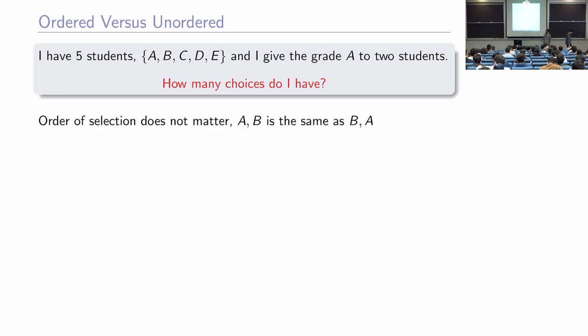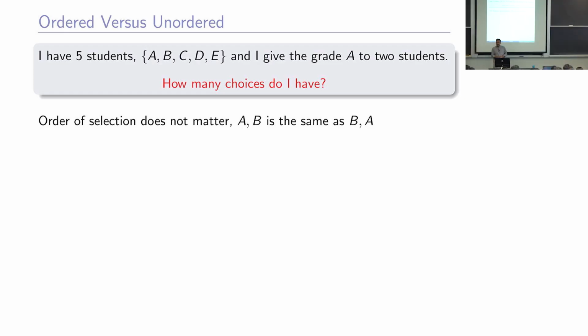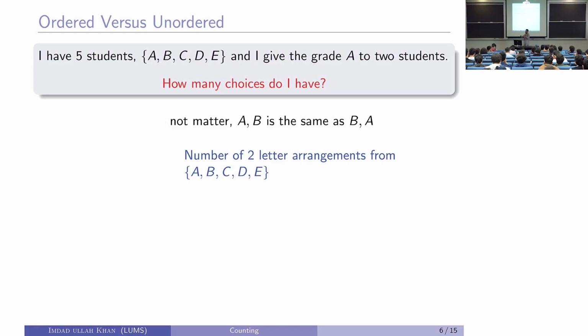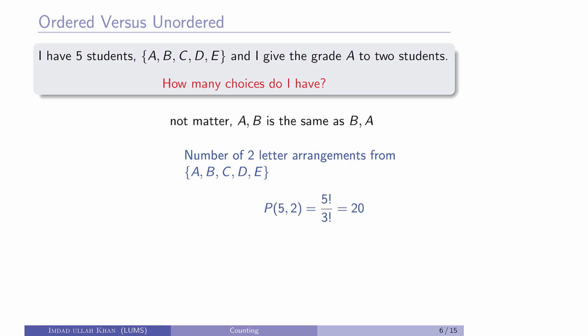Now if I have the same 5 students and I give grade A to 2 students, how many choices do I have? Here the order of selection doesn't matter, because I select 2 students and they both get A, so I can write them as BC or CB, they're still the same set of students. So what shall I do? I know how to find 2-permutations out of these 5 objects, so I want to build from that to find the number of unordered selections of 2 things. So I have 20 choices, namely these 20 choices.